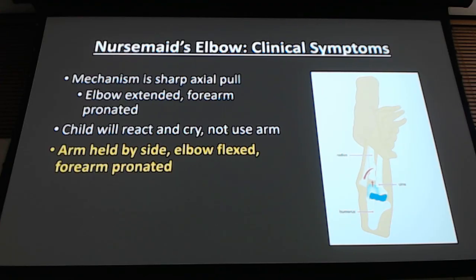When you go to grab the arm, they will wince and pull back and cry and fuss. They're less than 5, right? So it can be a challenging exam. Everybody sees that mechanism there. There's a traction force, so there's that pull. And therefore there's a subluxation of what end of the radius? The head. Correct? Okay, radial head. Not radial statue, radial head.